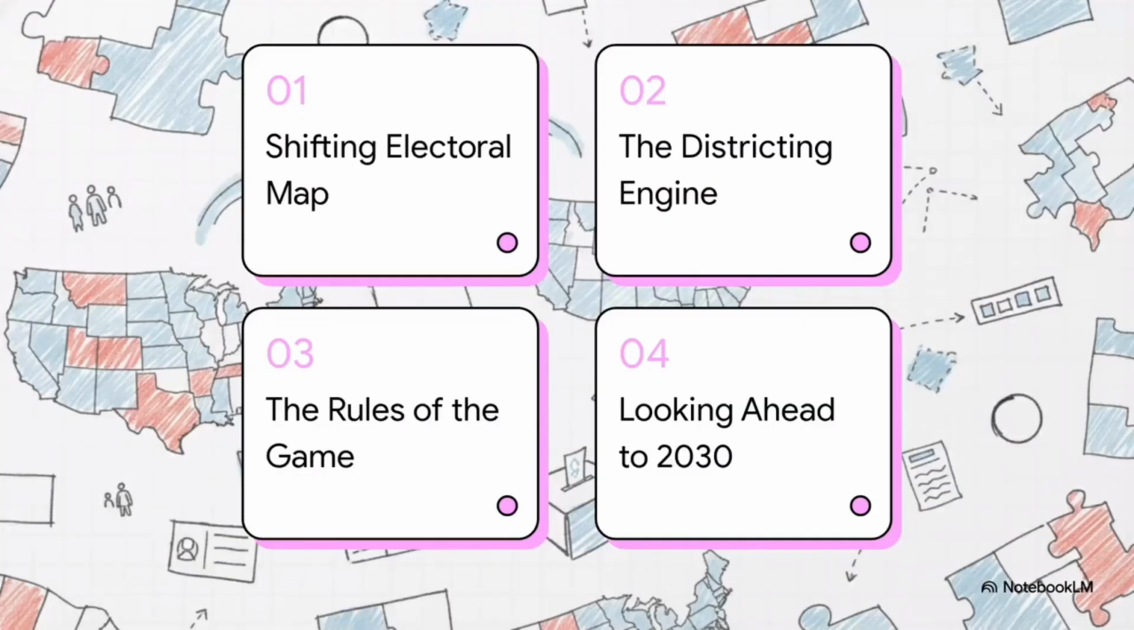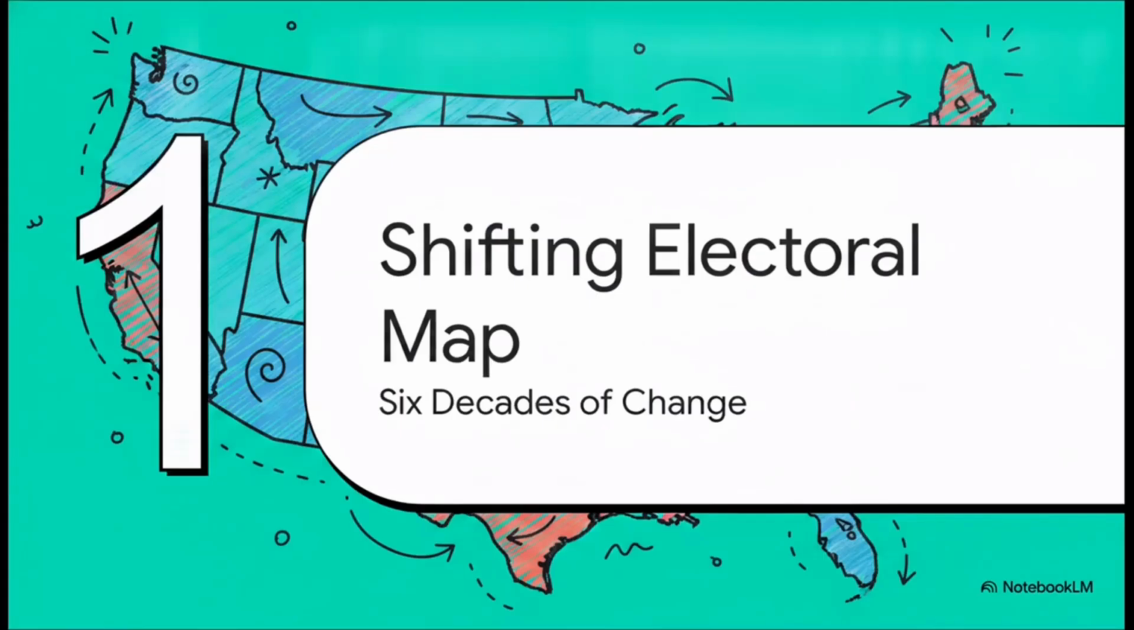Okay, here is our roadmap for today. 1. The shifting electoral map. 2. The 4-step districting engine. 3. The rules of the game. And 4. Looking ahead to 2030. All right, let's jump right into Section 1, the shifting electoral map and 6 decades of change.